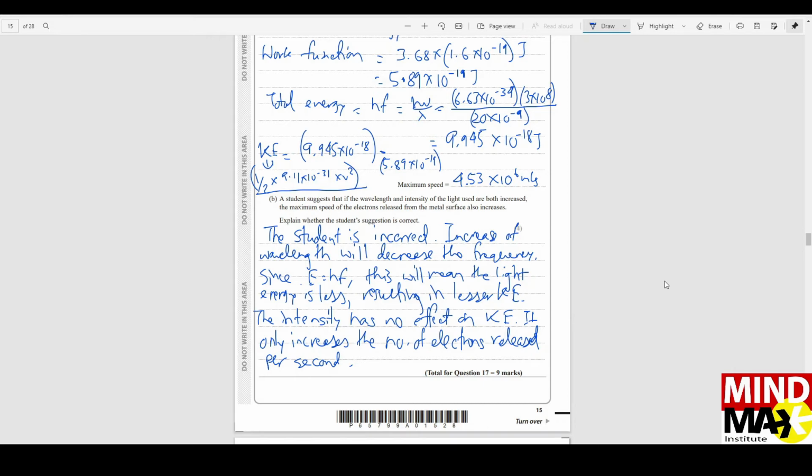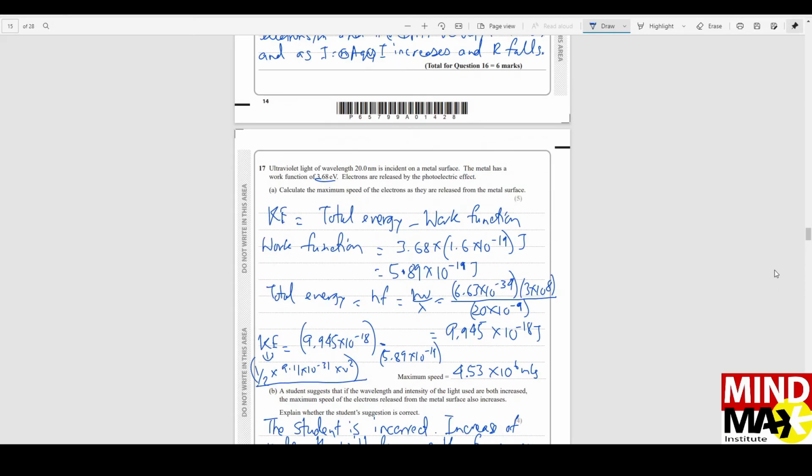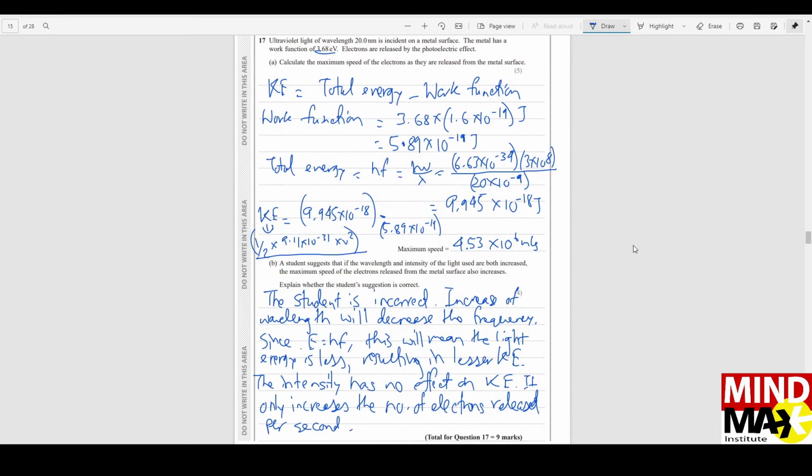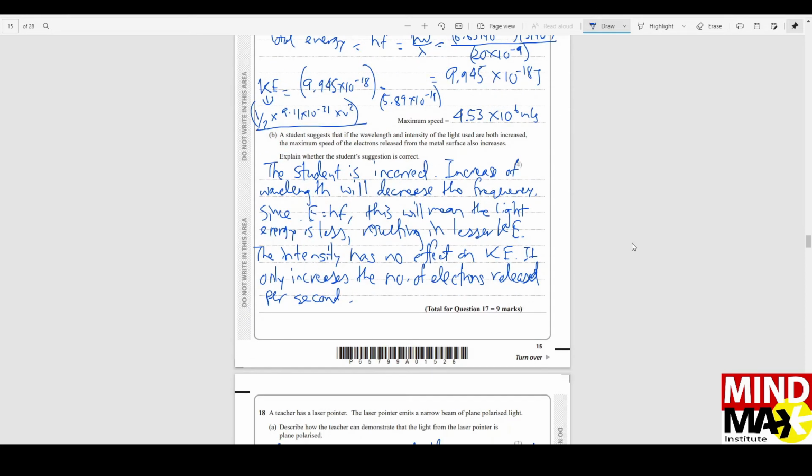Of course, that's what we learned in the previous one: the total energy is the kinetic energy plus the work function. So if the total energy itself is less, how can the kinetic energy be more? So that's why the student is incorrect. Also, the intensity has no effect on the kinetic energy, as we have learned in the photoelectric effect. The only thing it does, after the emission has started, is simply increase the number of emissions per second. It has no effect on the actual emission to start with.